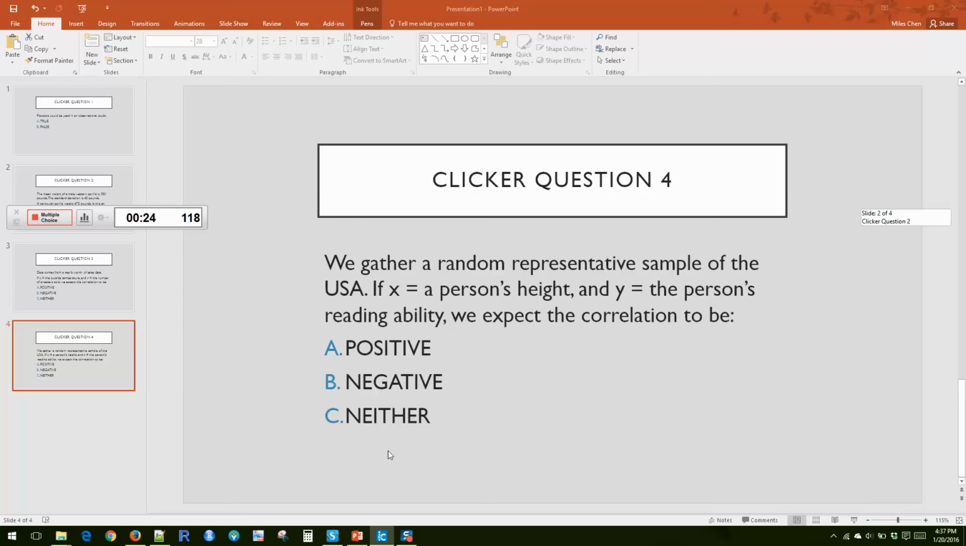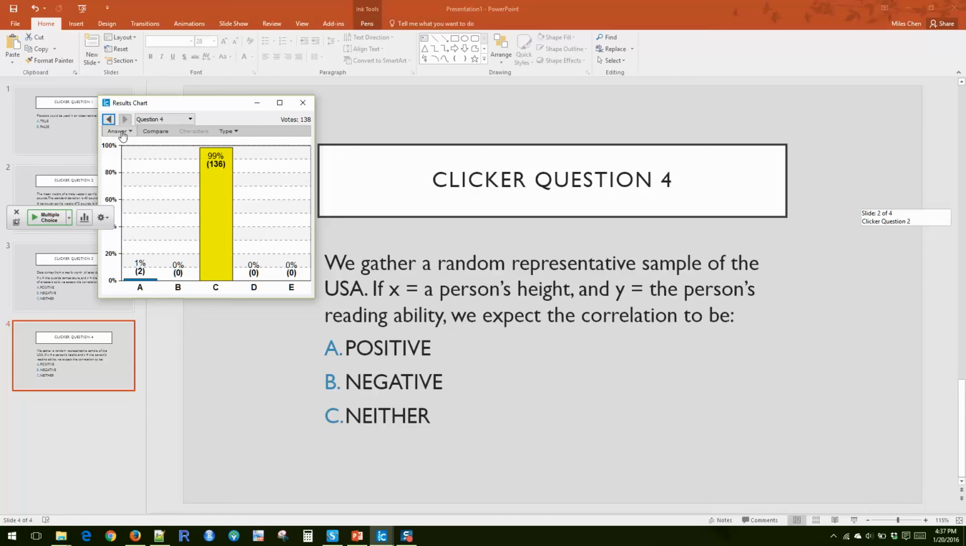So we're getting a representative sample of the USA. Okay, I got 139. Where are my last two straggling clickers? All right, time running out. Okay, well, I don't know what happened here. All right, we're gonna hit stop. There we go.